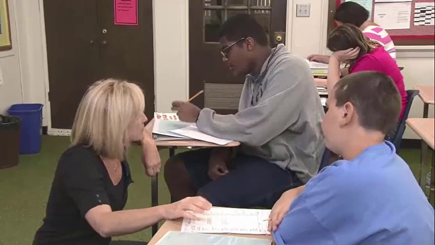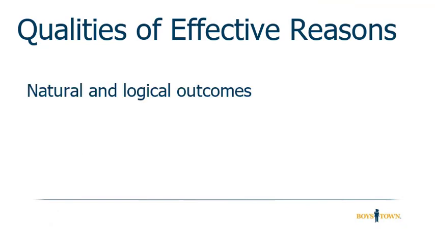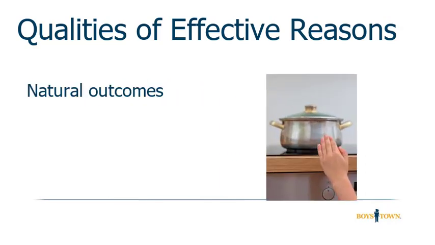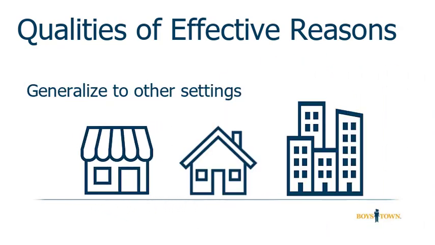In this example, the teacher tells the boys that the reason to stay on task is so that they won't have to take their homework home. To choose the most effective reason, look at the qualities of effective reasons. Reasons should point out natural and logical outcomes. Natural outcomes are automatic results of an action that naturally occur in the environment, like touch a hot stove and get burnt. Logical outcomes may or may not occur, but generally result from the action of others, such as speeding and getting a ticket.